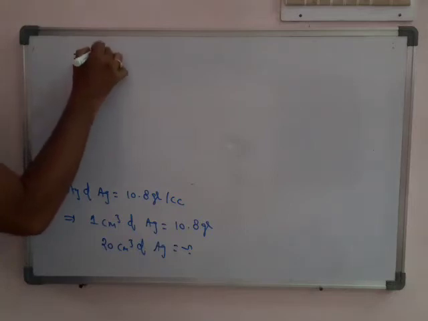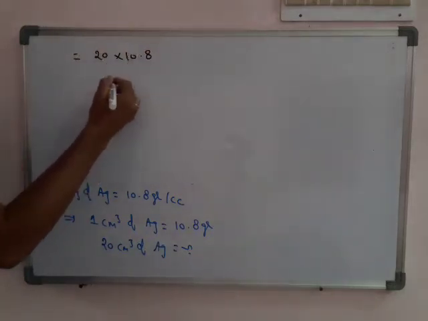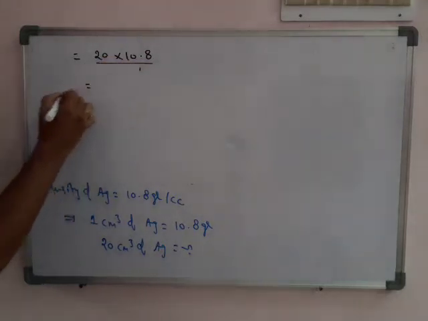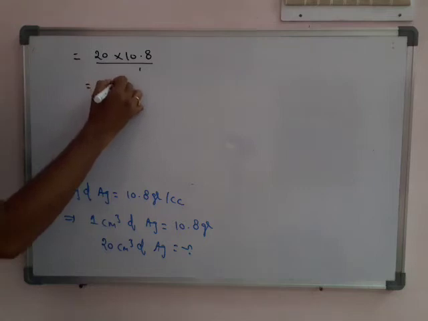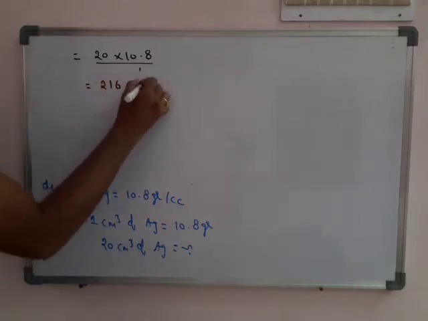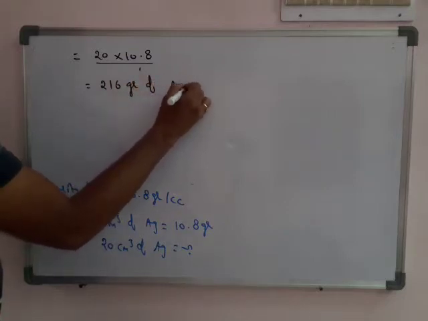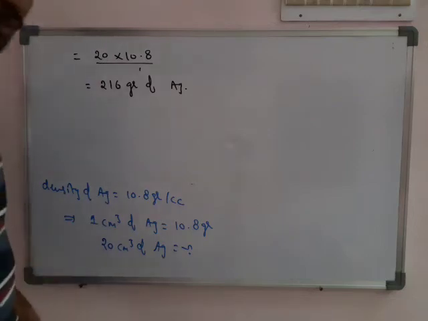So that is equal to 10.8 times 20, so that equals approximately 216 grams of silver. So 216 grams of silver we have to need.